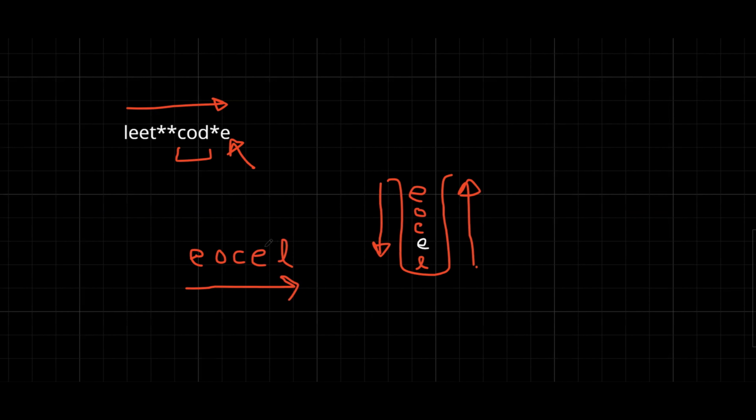So now this is not the desired output. So we have to reverse this string. So after reversing, this string will become L E C O E, which is the respective output.